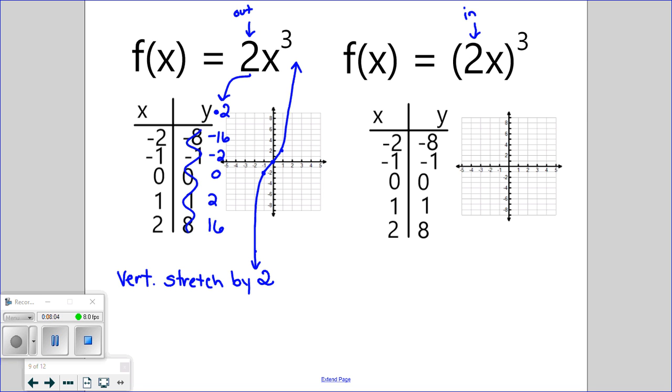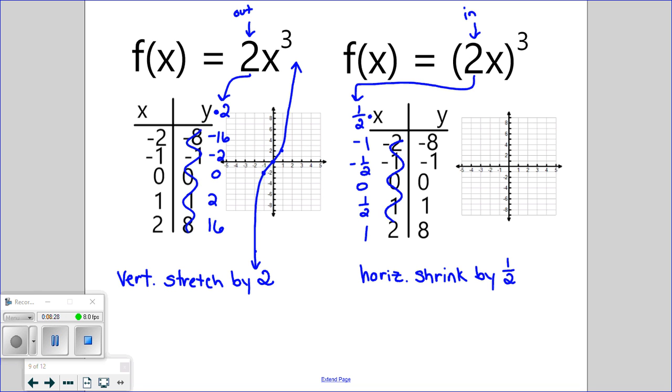Moving to the second one, inside of our graph means that I would identify it as being a horizontal transformation. It is a big number inside, so it's actually going to do the opposite and shrink my graph by its reciprocal, 1/2. And you can see that as I take that over to my x column, I multiply by 1/2, its reciprocal. Go down this column and multiply each of those numbers by 1/2. And just regraph those. So -1, -8, -1/2, -1, 0, 0, 1/2, 1, and 1, 8. And it took my original graph and squished it in half.